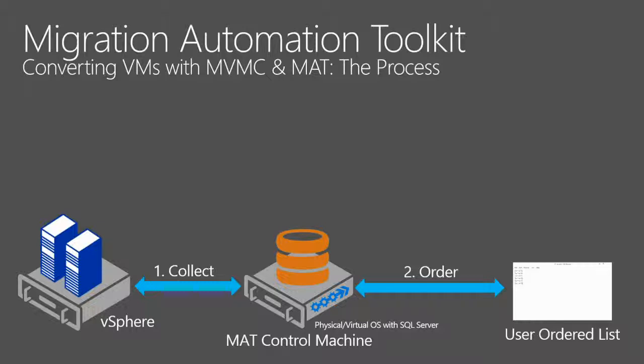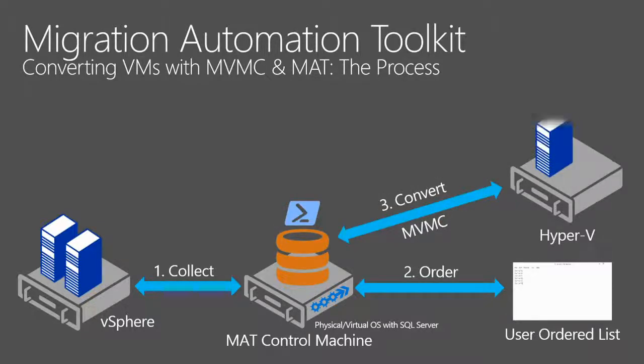So we have this little list, this user-ordered list. And once we save that file, we check it back into the database. So it gets stored in the SQL Express or SQL Server database back on the control machine. And then what we've done and established is we can either convert those, start going through that list. And MVMC, if you've just got one machine running MVMC, it'll just start working through that list. It'll do one. When it's finished, it'll do the next.